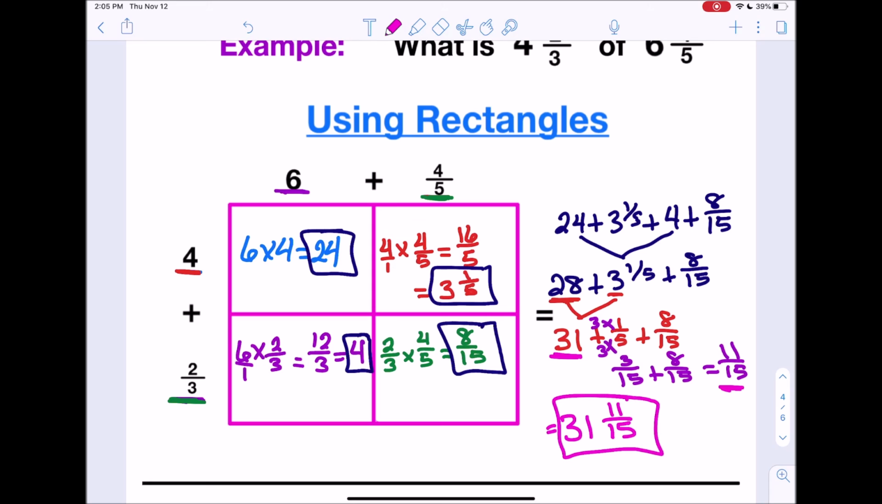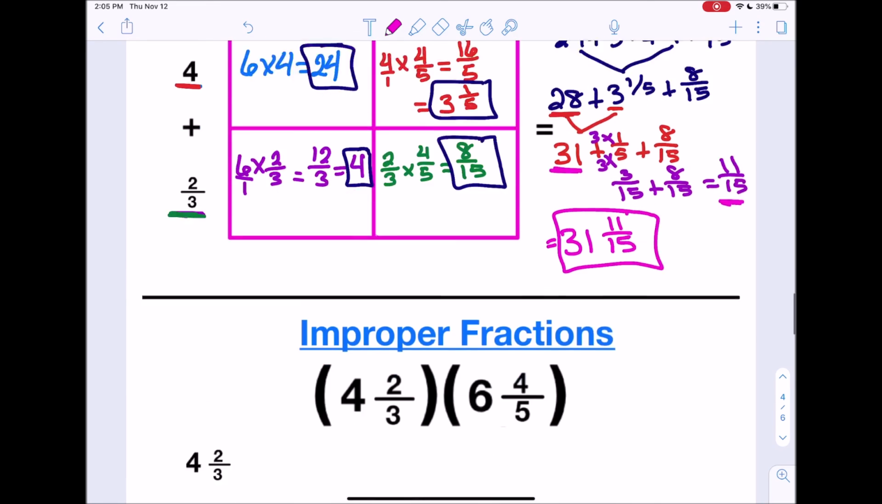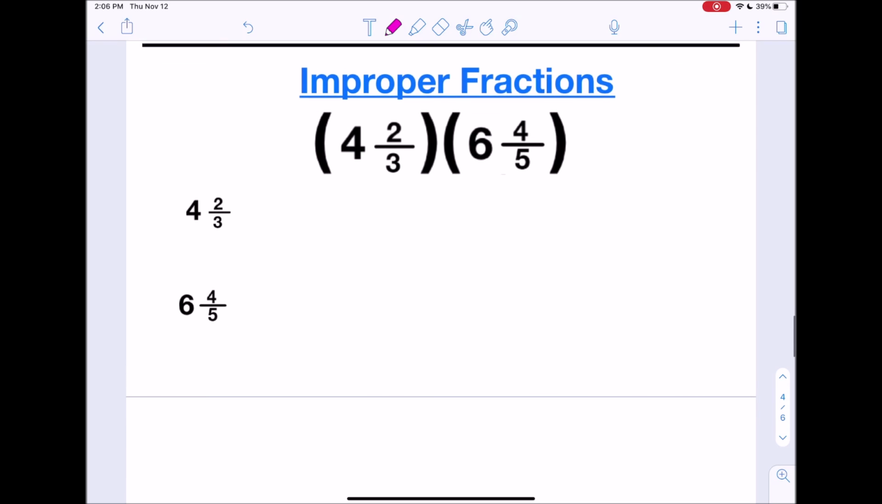All right, now, moving on. But we could also take this 4 2/3 and the 6 4/5 and just change them into improper fractions. So 3 times 4 plus 2. Remember, we're going counterclockwise. That's going to give us a denominator with 3 because the 3 stays the same. 4 times 3 is 12 plus 2 is 14.